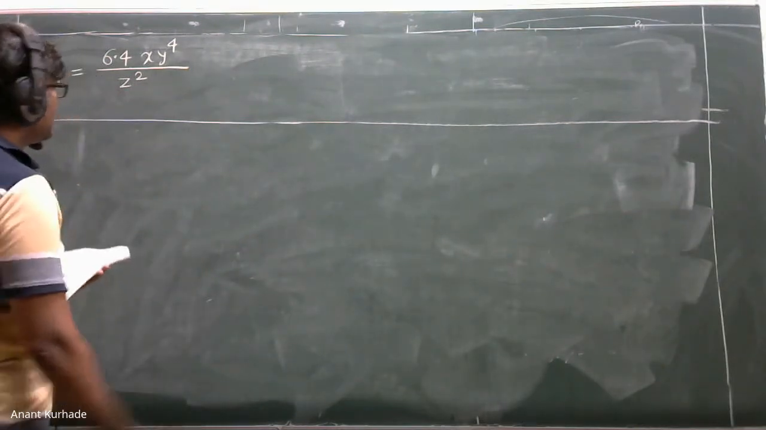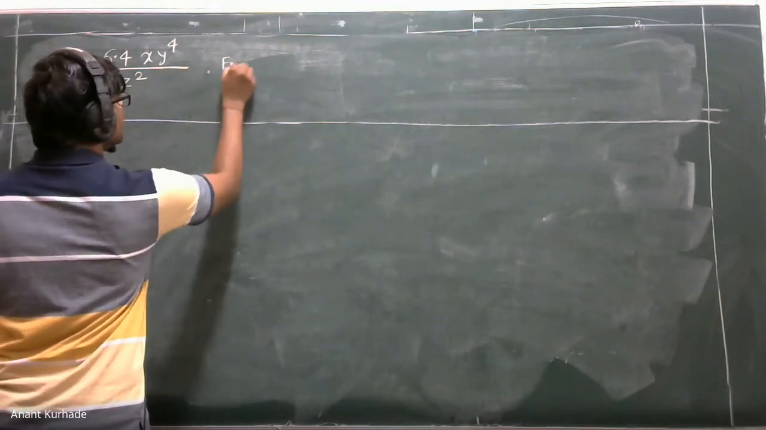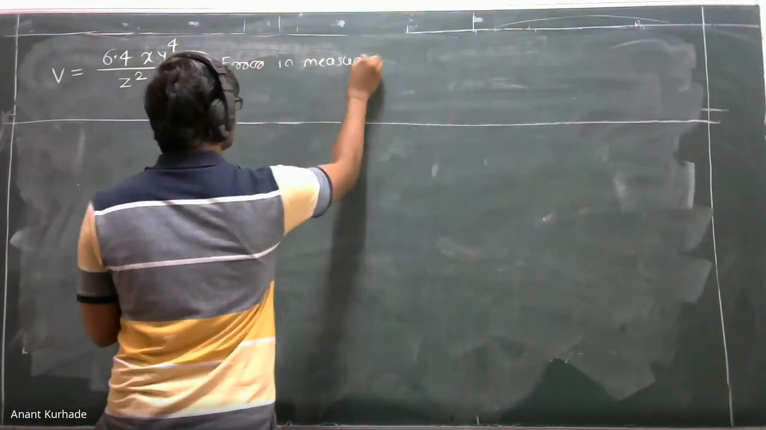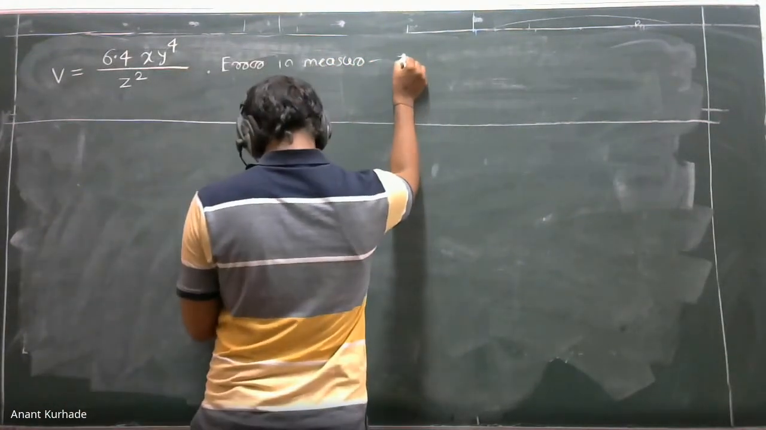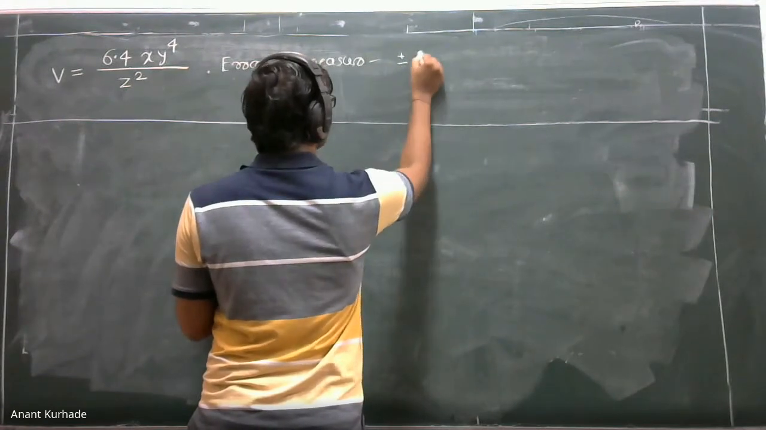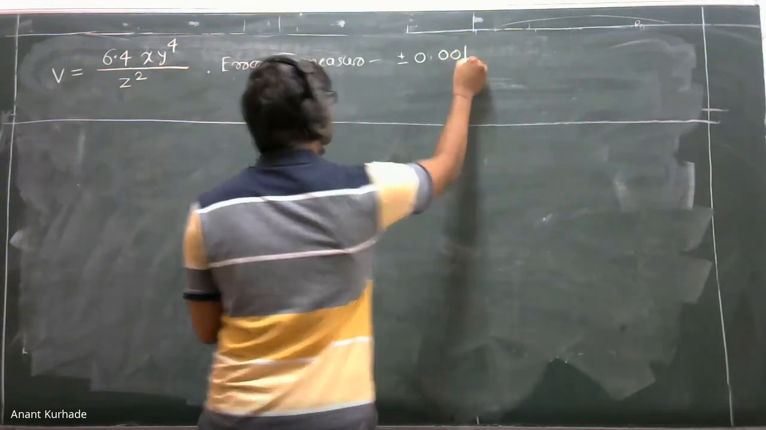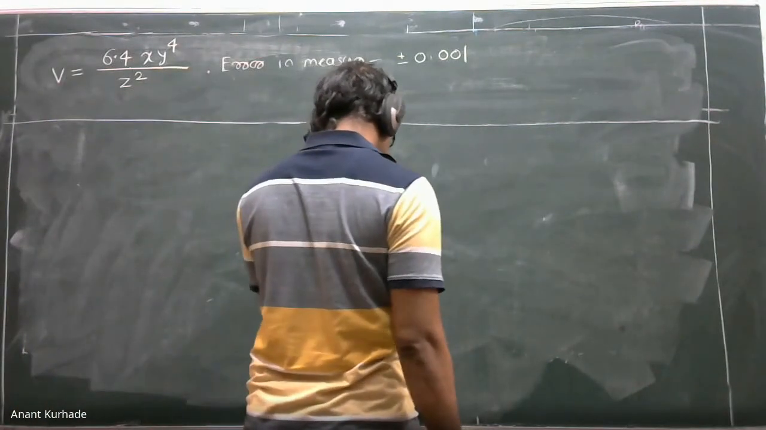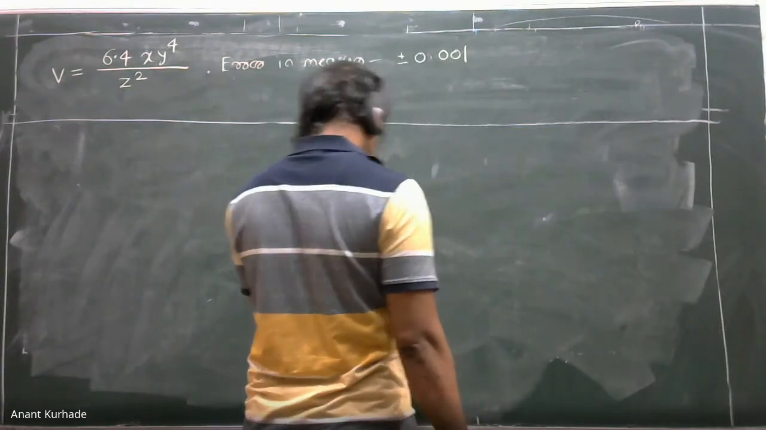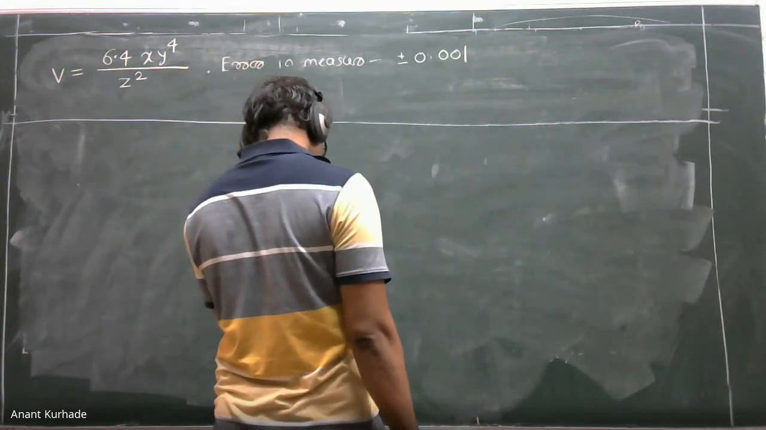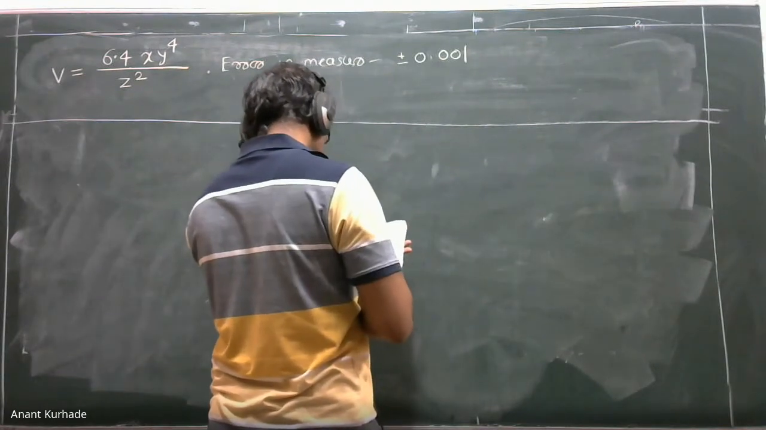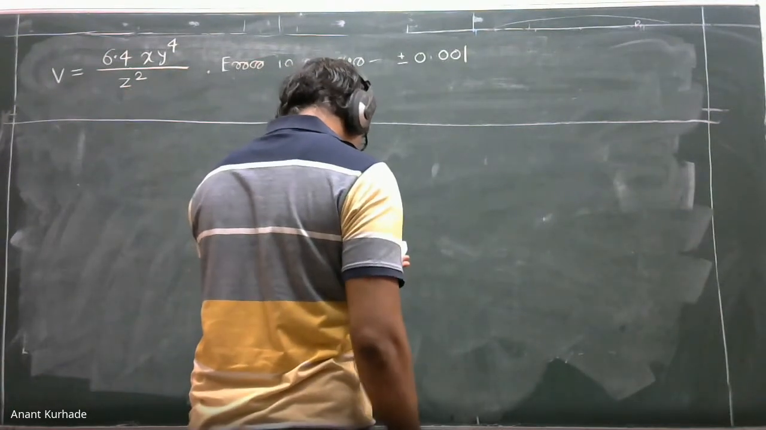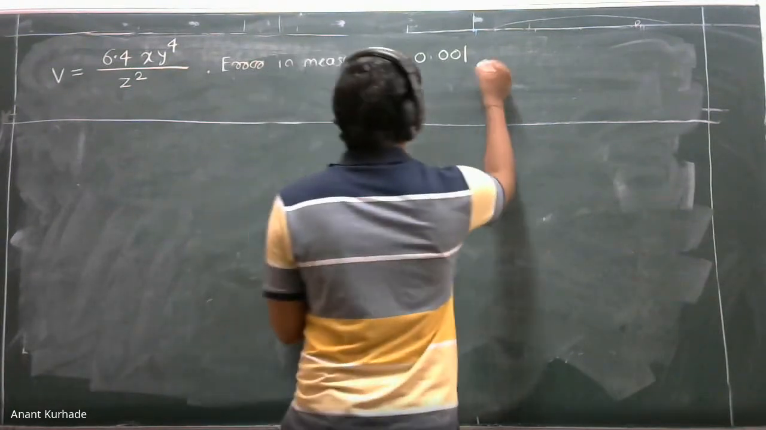Given the error in measurement of x, y, and z is plus or minus 0.001. So delta x, delta y, delta z is equal to 0.001. Calculate the maximum error in calculation of volume.